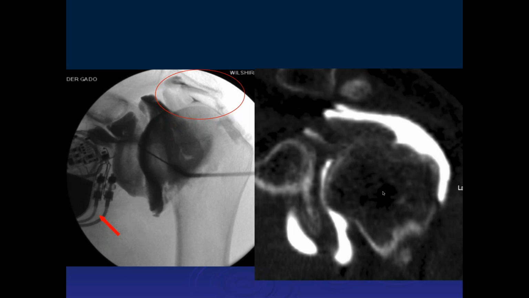This is CT arthrogram. Yeah, good. And then we see the big tear there. Yeah, there's a full thickness tear there. So you can do CT.